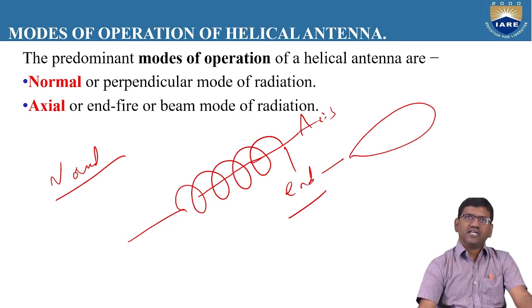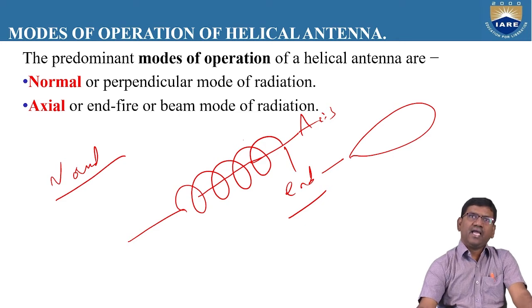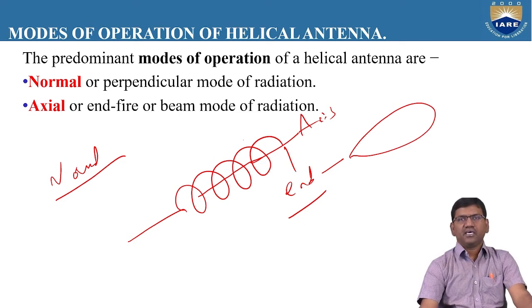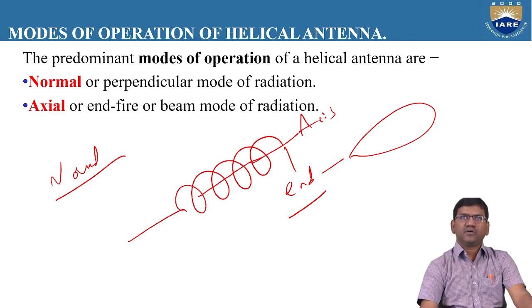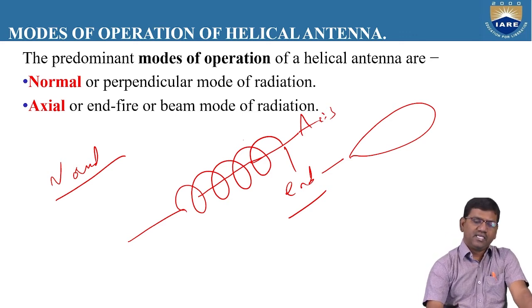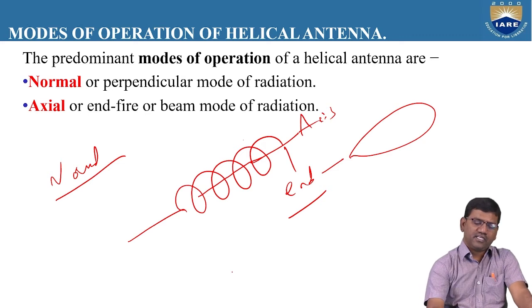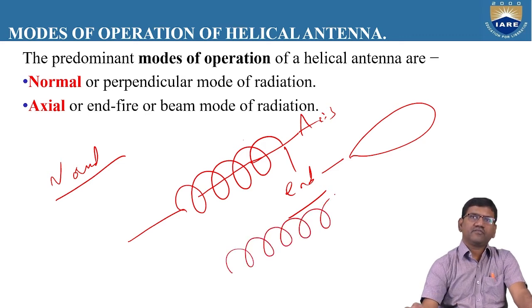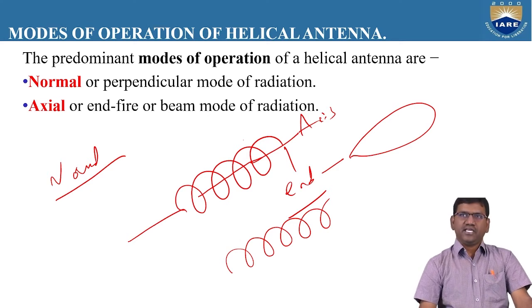The radiation is fired at the end of the helical antenna, or along the axis at the end portion of the helical antenna, or the beam is produced at the end portion of the helical antenna. Hence, we call it an axial mode or beam mode of radiation. This axial mode, or end fire beam mode of radiation, will be produced when there are n number of turns in the helical antenna. So when there are n number of turns, the radiation pattern is unidirectional. In one particular direction, the radiation will happen.